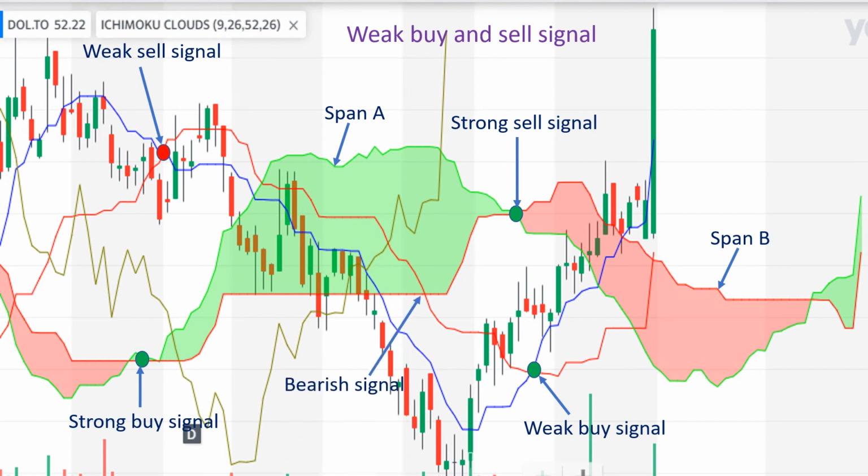Now, when the price enters the Kumo cloud and leaves the Kumo cloud from the lower edge going downward, it generates a bearish signal. When the price enters the Kumo cloud and leaves the upper edge while going upward, it generates a bullish signal.